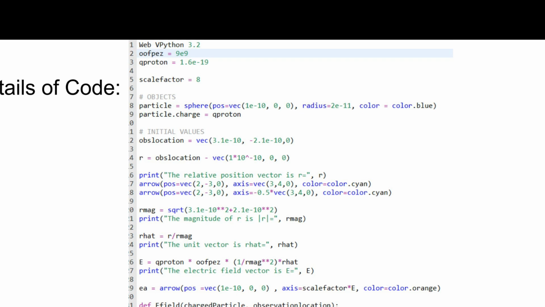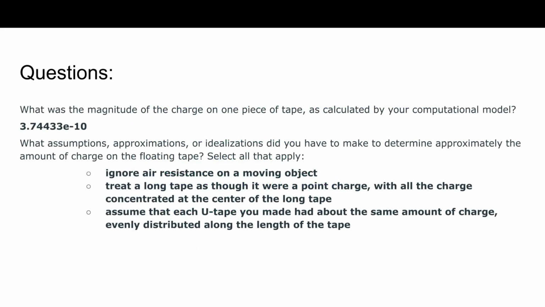To do that with the computer model, we had to ignore air resistance, treat the tape as a point charge, and assume that the U-tape had an equal amount of charge across the length of the tape, which in real life is not true, but it helps simplify the calculations in the computational model.